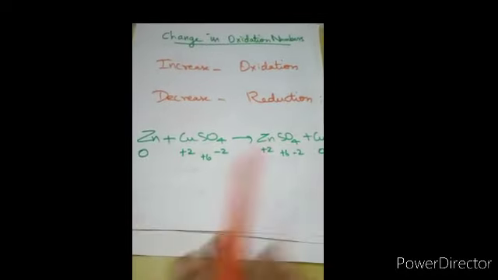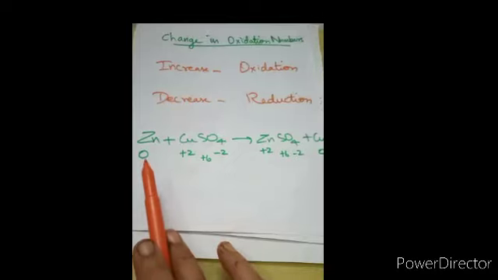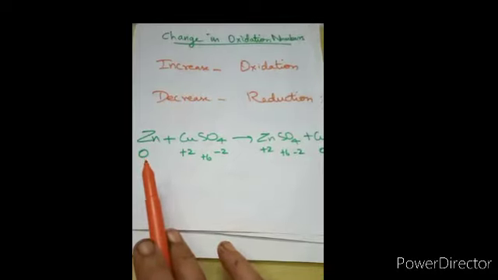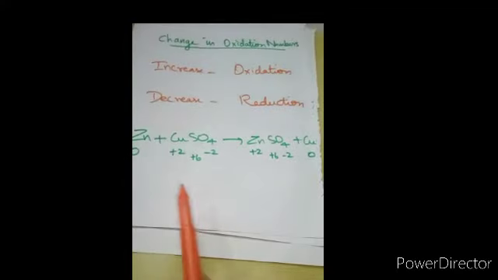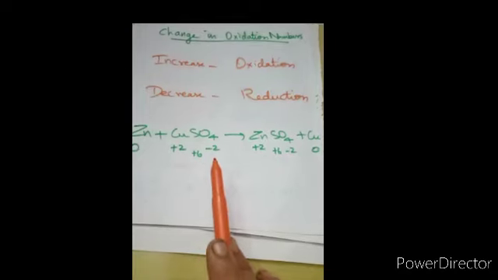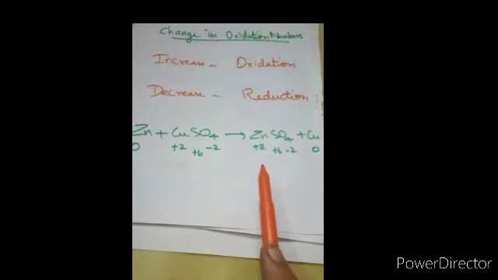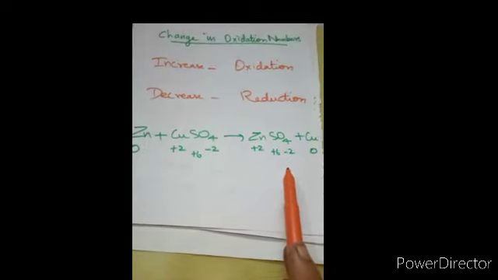When we write the oxidation numbers for free metals, the value assigned is 0. So zinc here is 0 and copper here is 0. In copper sulfate, copper is plus 2, sulfur is plus 6, oxygen is minus 2. In zinc sulfate, zinc is plus 2, sulfur is plus 6 and oxygen is minus 2.